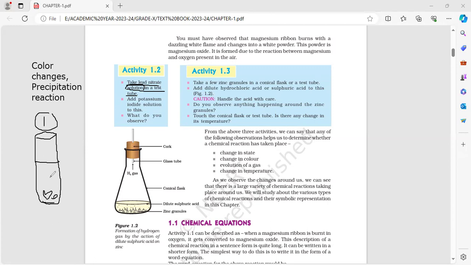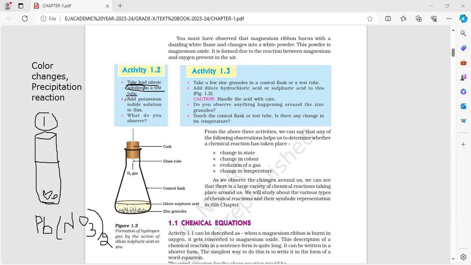In grade 9 we have studied the crisscross method, right? I am not going to explain that now, but you should remember the formula of lead nitrate. Lead is lead 2, so Pb, and nitrate NO3 taken 2 times. This is the chemical formula of lead nitrate: Pb(NO3)2, with NO3 in parentheses.